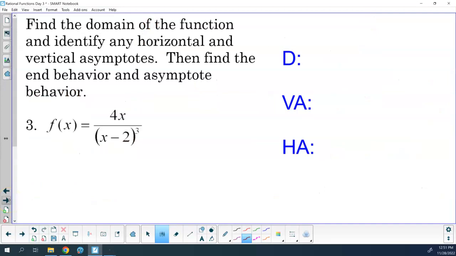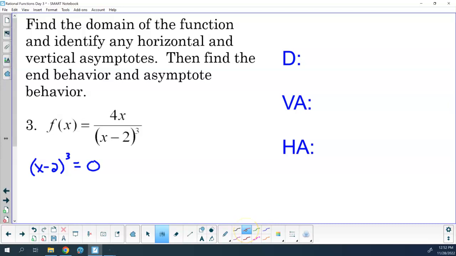All right, so on this one, we need to find the domain, identify any and all asymptotes, and then find the end behavior and the asymptote behavior. All in one problem. All good things happening. Okay? So first off, in order to find the domain, step number 1 says we set the denominator equal to 0 and solve it.